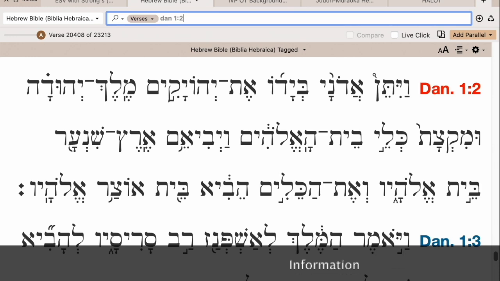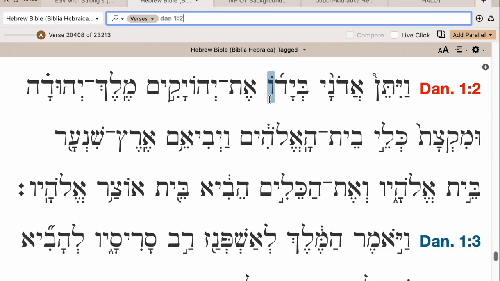So we translate these together. Vayiten Adonai, now the Lord gave, verb followed by the subject, b'yado, into his hand. Ba means into, in this case. Yad means hand, and o is the 3rd masculine singular pronominal suffix, into his hand.